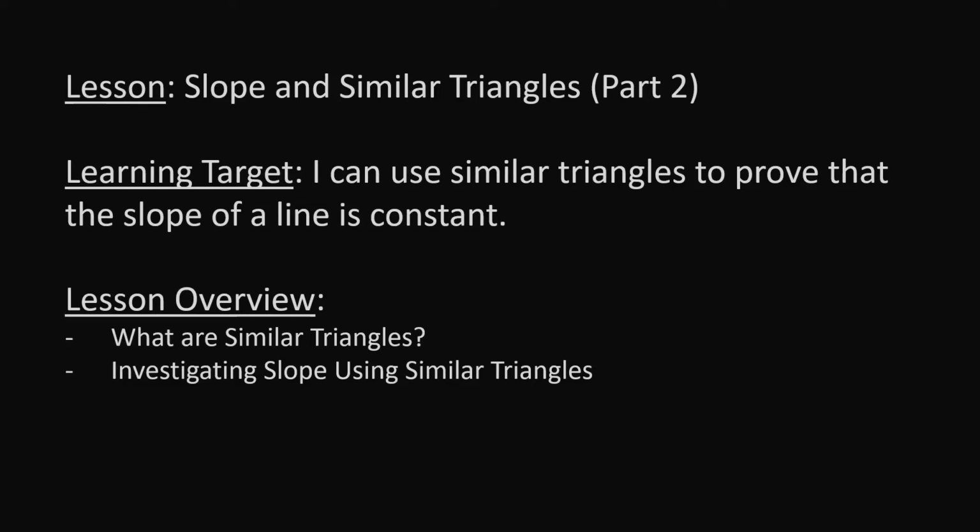Alright, pre-algebra students. So today in our lesson, we're going to extend what we already know about slope. We're going to use similar triangles to prove that the slope, or the slant, of a line is constant throughout. In our lesson, we will review what similar triangles are, kind of switching gears over into geometry, and then we're going to investigate slope using those similar triangles. As always, make sure that you're following along with your notes, and let's get started.